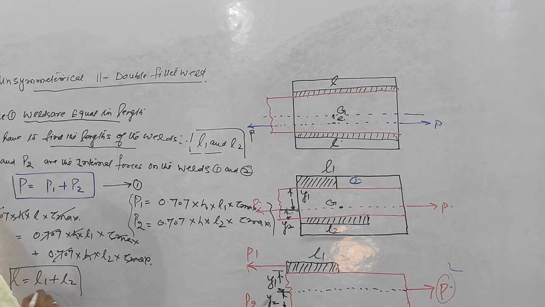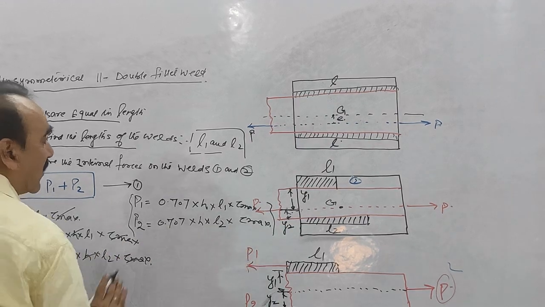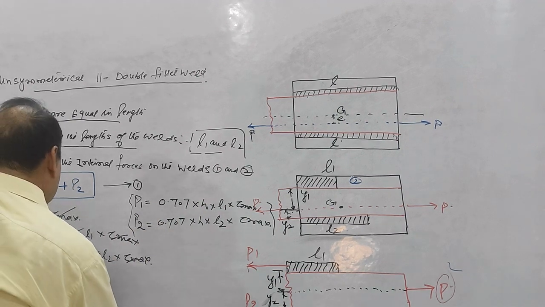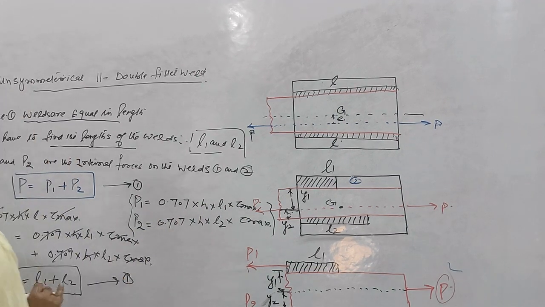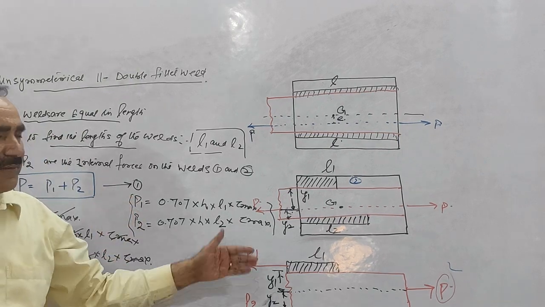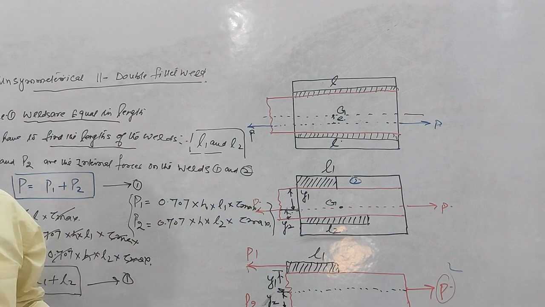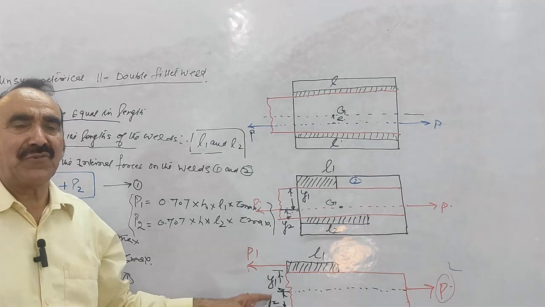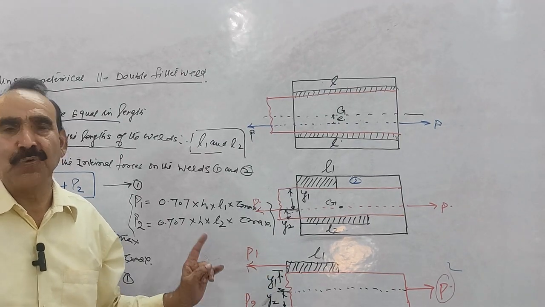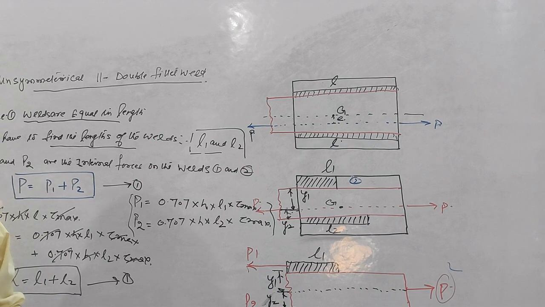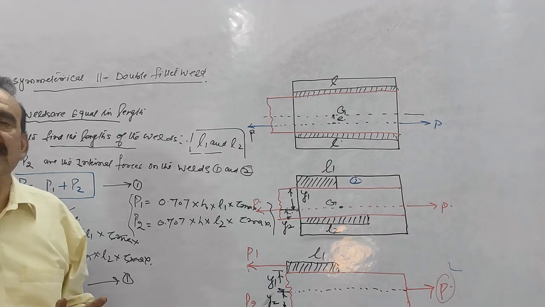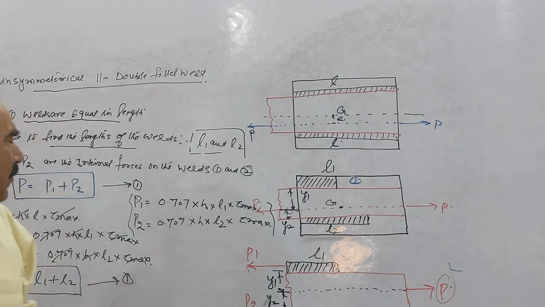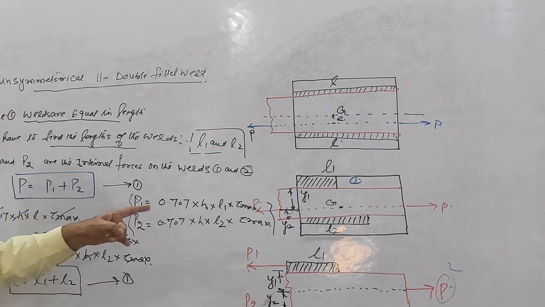So the total belt should be the sum of these two welds. This is your first equation, equation number 1. You understand this? Is this point clear to you? What I have done is I have taken one plate which has the two welds. Only one force is acting on the plate. That force is being balanced by the two internal forces acting on the weld, that is P1 and P2. So I have taken sigma Fx, the summation of the horizontal forces, equal to 0. So the equation is P is equal to P1 plus P2.